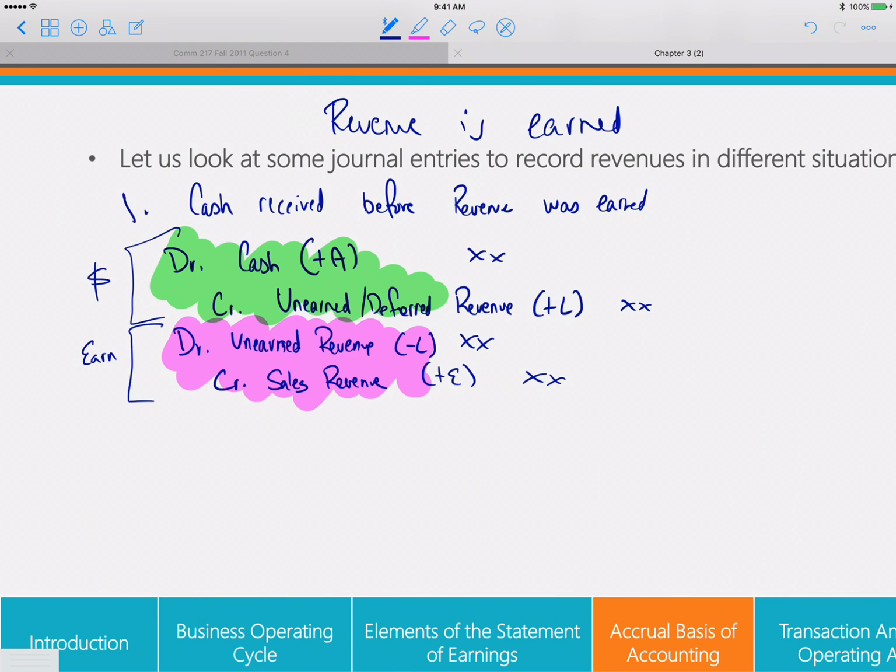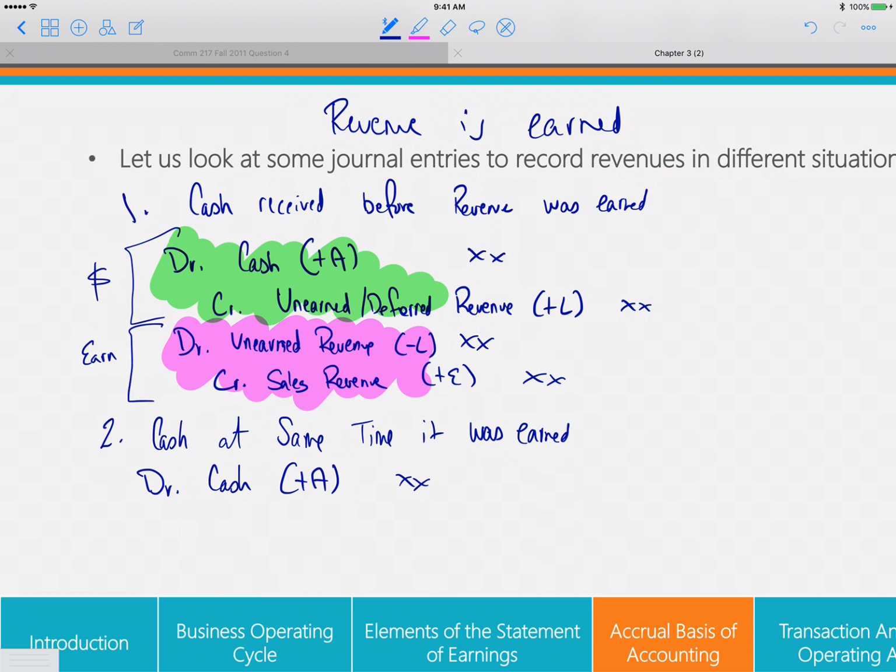Okay. Next, we're going to do a journal entry to show when we receive cash at the same time that the revenue was earned. So we would debit cash, right? So it's an increase to assets, and we would credit sales revenue, which is an increase to equity.